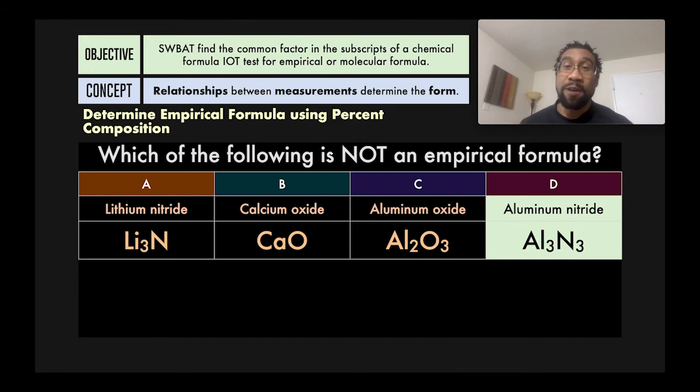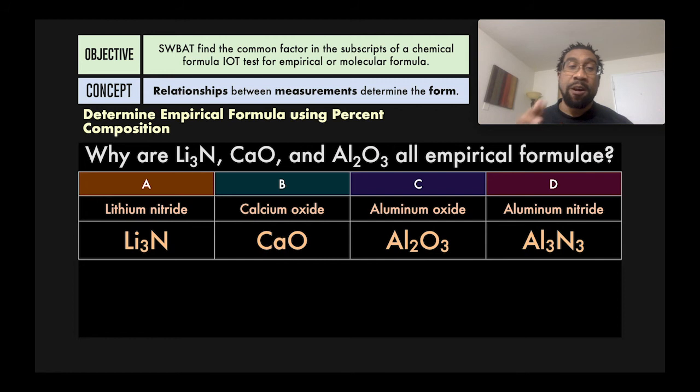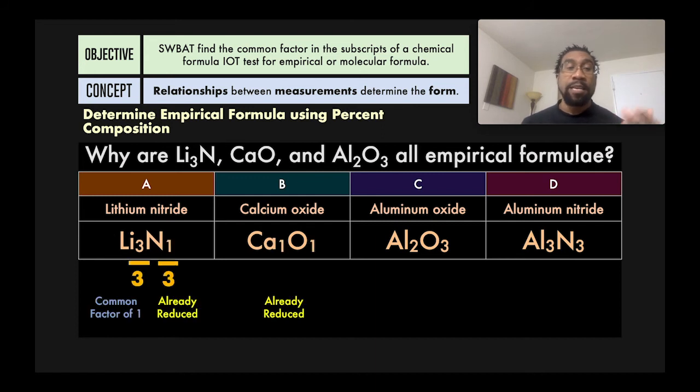So let's talk about why. Why are Li3N, CaO, and Al2O3 all considered empirical formulae? If we are to look at these, we're going to look at them in pairs. Lithium nitride, Li3N, only has a common factor of 1. Even if you try to divide these by 3, you can't reduce this any further because 1 divided by 3 will give you a decimal. It's not a fixed whole number ratio, so it's already reduced.